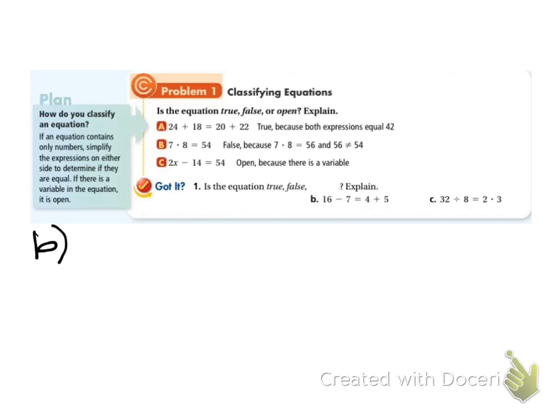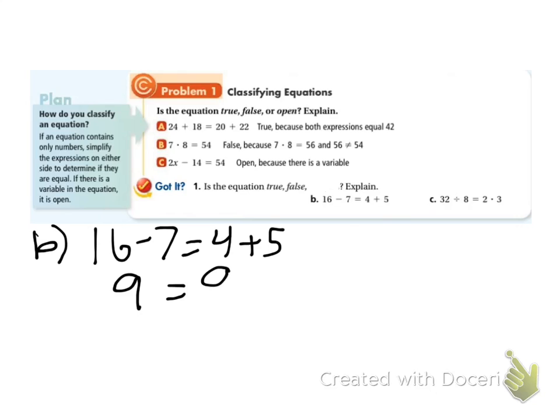We're going to start with B. 16 minus 7 is equal to 4 plus 5. Okay, 16 minus 7 is 9, and 4 plus 5 is 9, so this is true, because we get the same thing on either side.